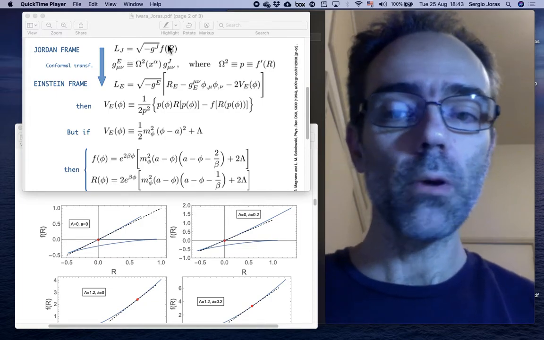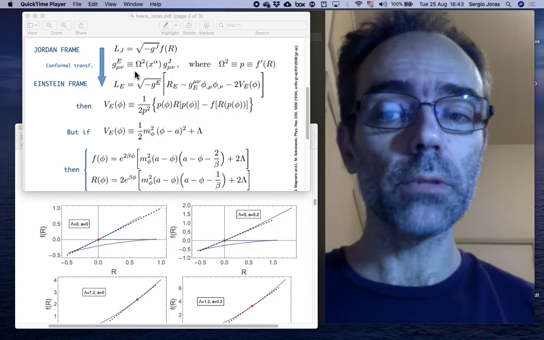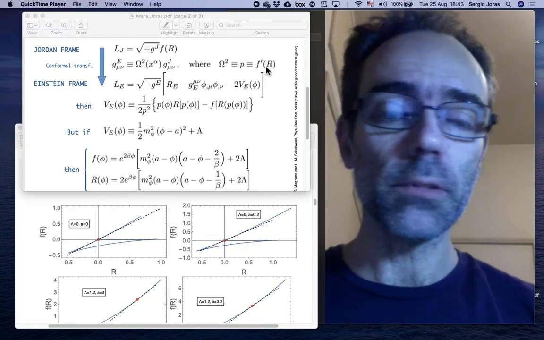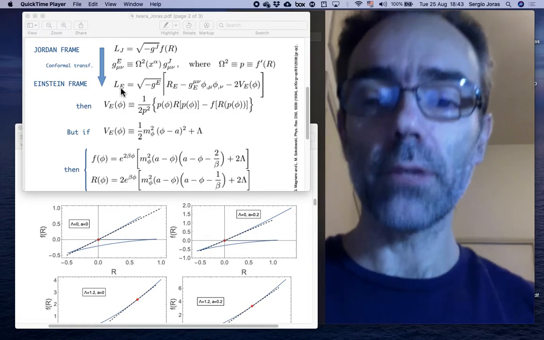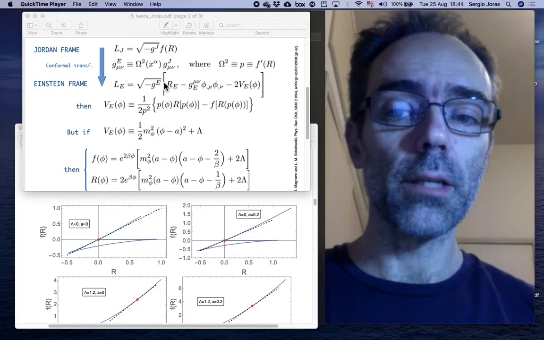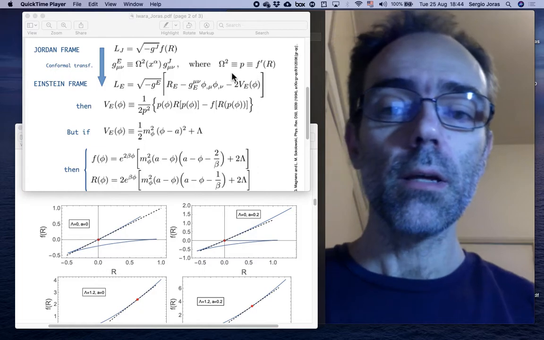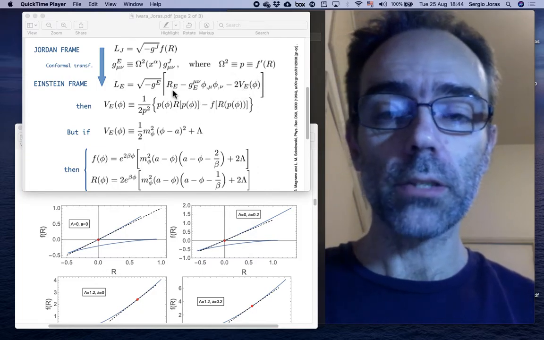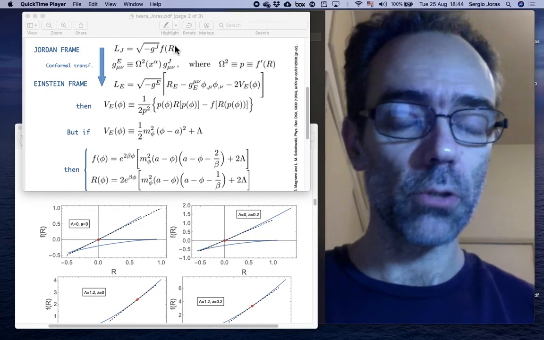So let me briefly remind you in the second transparency that we start, as usual, in the Jordan frame with a nonlinear function f of R, and upon a conformal transformation, which is given, sorry, by f prime, the first derivative of f, we end up at the end of the day with an Einstein Lagrangian, which is given by the Ricci scalar of this new metric, of course, and two terms that describe a scalar field subject to a potential that is totally defined by the function f that we started with in the Jordan frame.